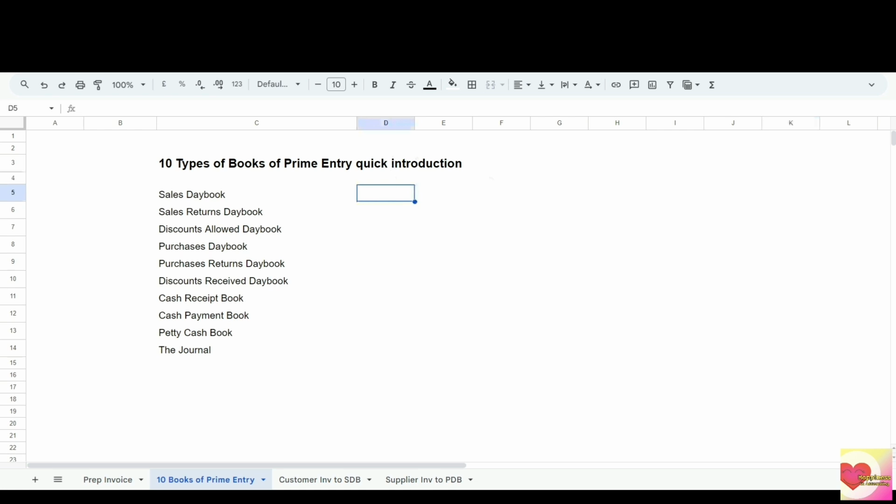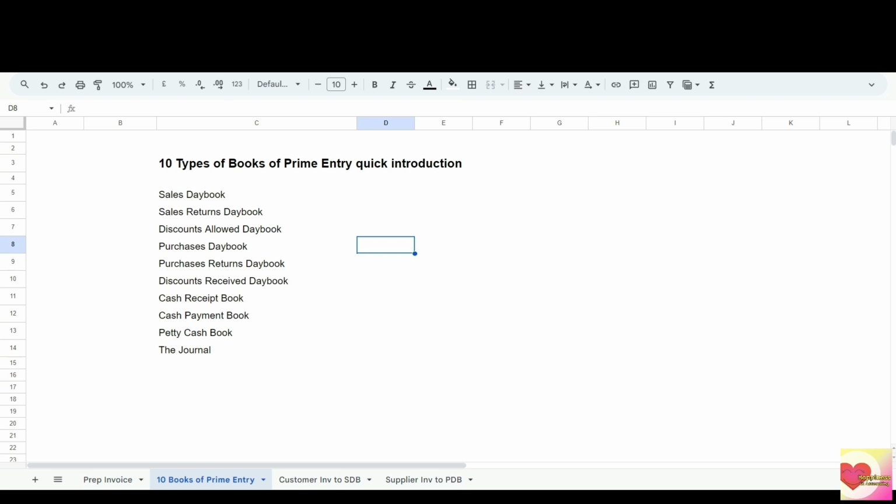First is the sales daybook. This is where we record all the sales invoices for our credit sales transactions. Next is the sales returns daybook. This is where we record all the credit notes that we have issued to the customers for the return of goods. Next is the discounts allowed daybook. This is where we record all the details of the prompt payment discounts that we have allowed to our credit customers.